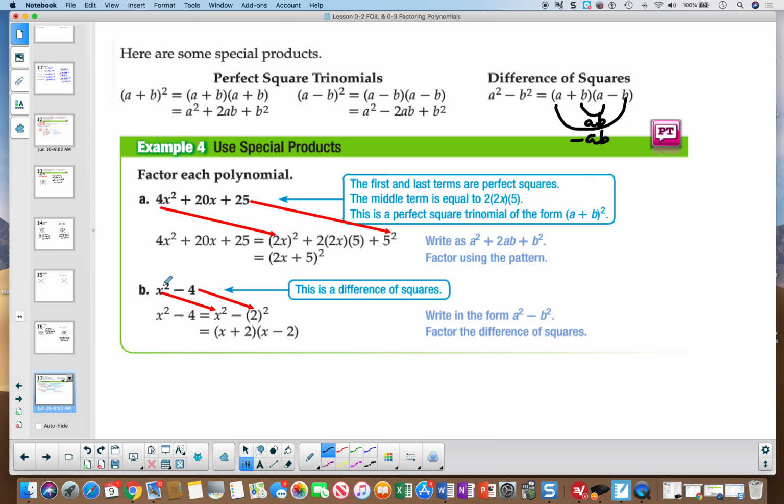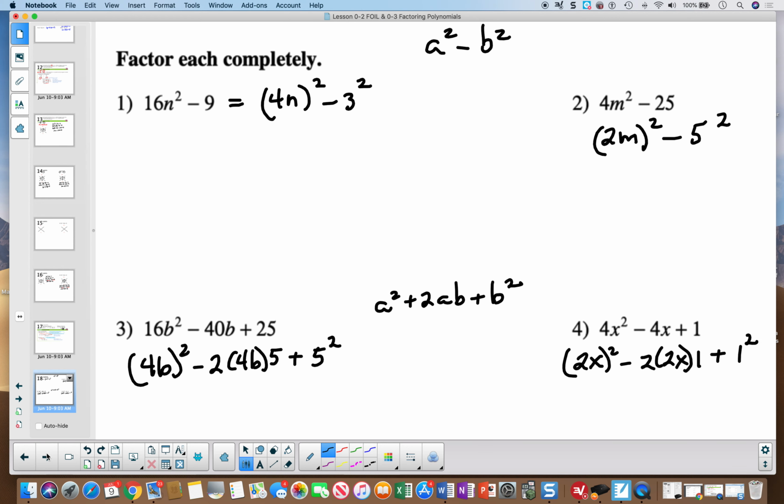So when you see a perfect square here and a perfect square here, you know that it's going to be this kind of factoring where the x's are split up, the 2 is split up, you have a plus in one and a minus in the other. Okay, so let's take a look at this.